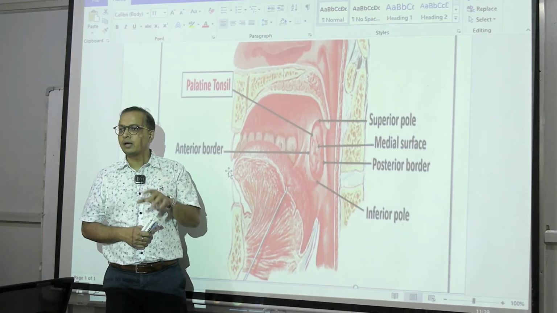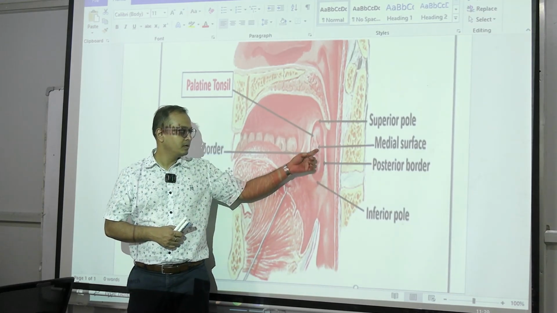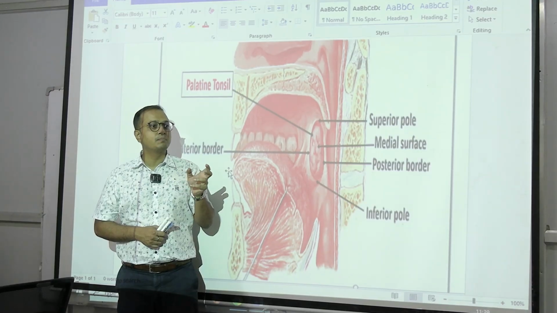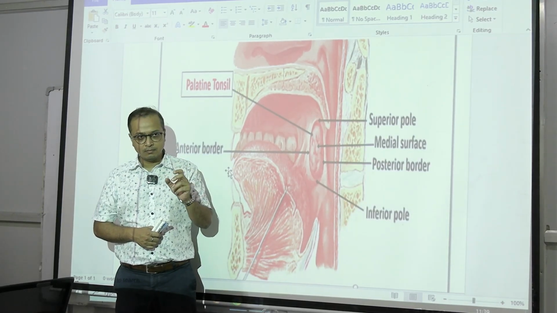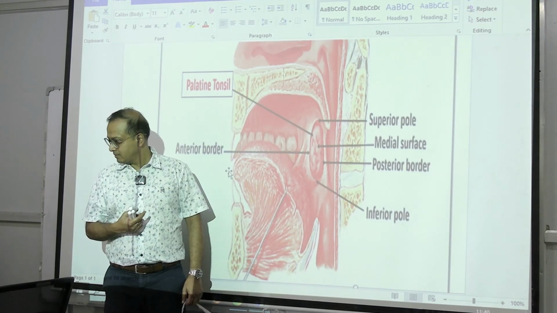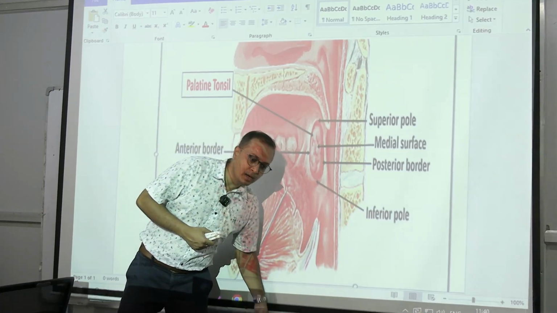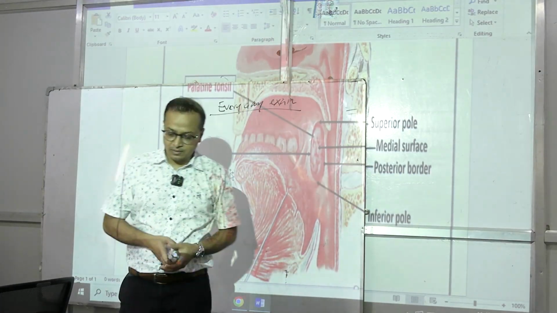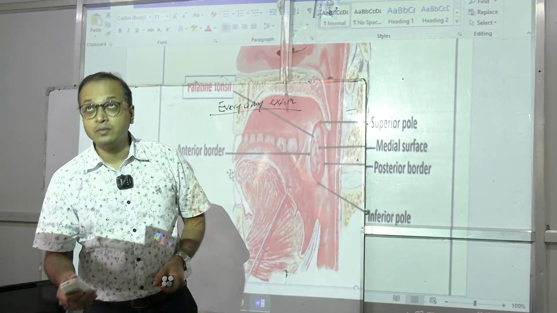Medial surface is identified by the presence of crypts. The largest of the crypts we call crypta magna. Crypta magna. Okay. Now, two entities in the tonsil frequently come to us related to the tonsillar anatomy.